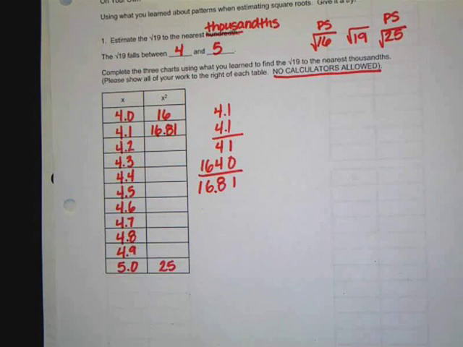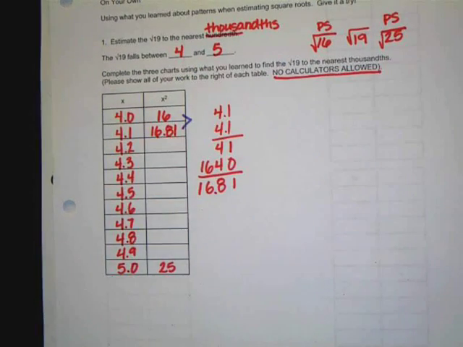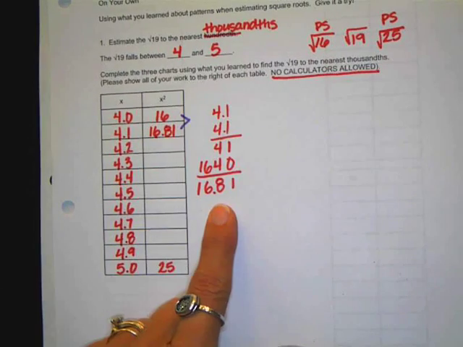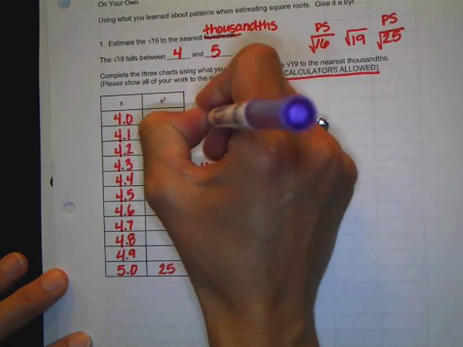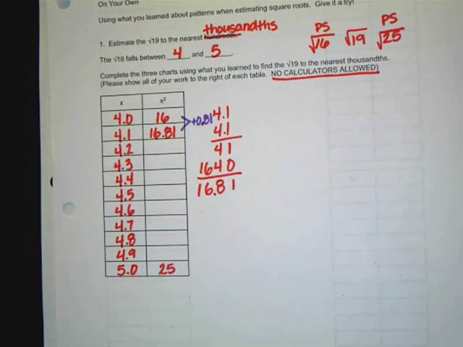16.81. Now what I'm going to do, I'm going to use a different color here. I'm going to see if there's a pattern here, because the minute I can find a pattern, do I have to keep multiplying? Okay, so we're going to be adding 0.81. I put my work a little bit too close, but I think I can squeeze that in there.